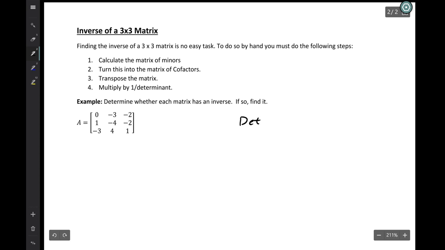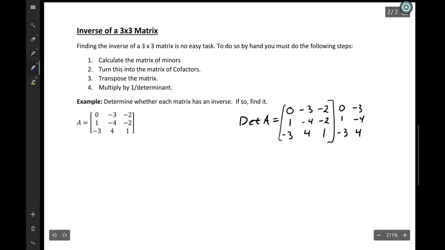So the determinant of A is equal to, I'm going to write it out, 0, -3, -2, 1, -4, -2, -3, 4, 1. I'm going to use my diagonals because it's just a little bit more efficient here. And then I have -3, -4, 4. So go along my diagonals here, down this way, you get 0, down this way, you get -18, and down this way, you get -8.